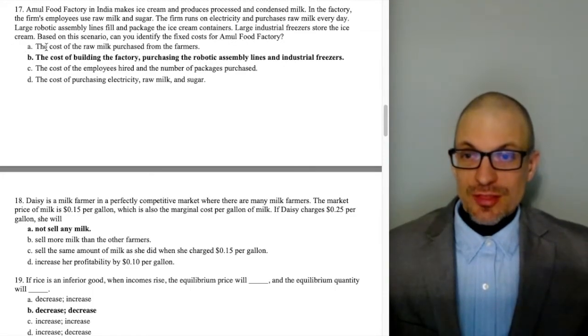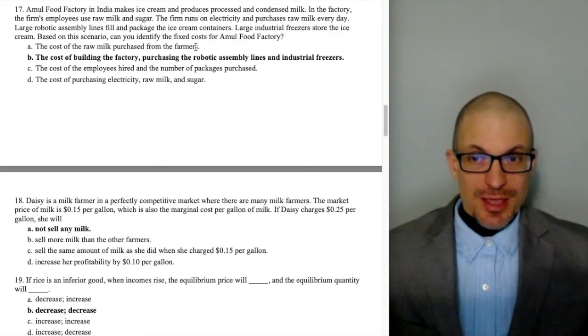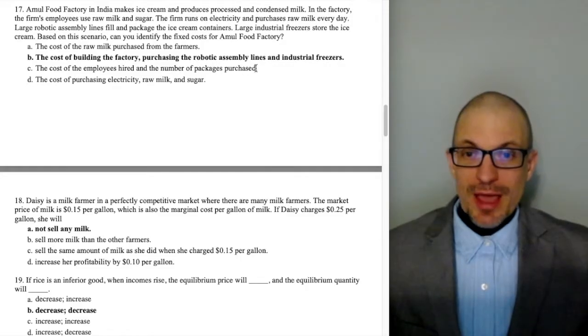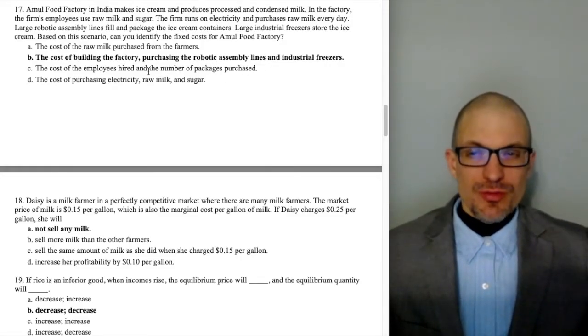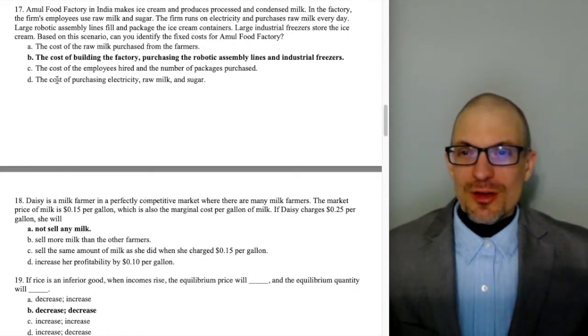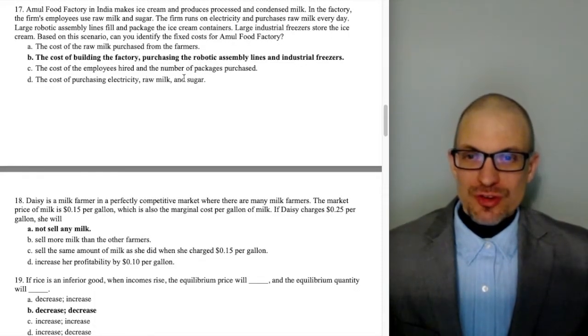So it's definitely not the raw milk produced from farmers, because if we're not making ice cream, we're not buying milk. Cost of employees hired and number of packages purchased? No, because if we're not making any ice cream, we don't need employees or packages to put the ice cream in. The cost of purchasing electricity, raw milk, and sugar? No, that's exactly the ingredients, right?